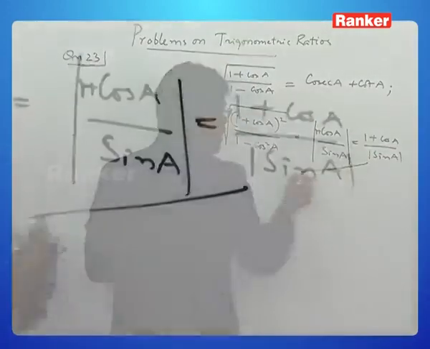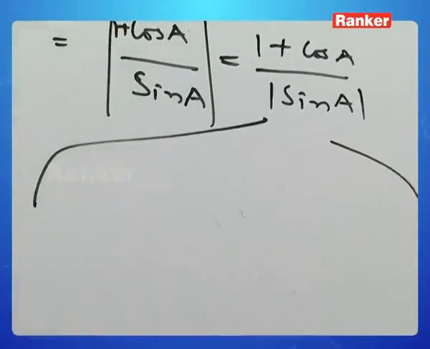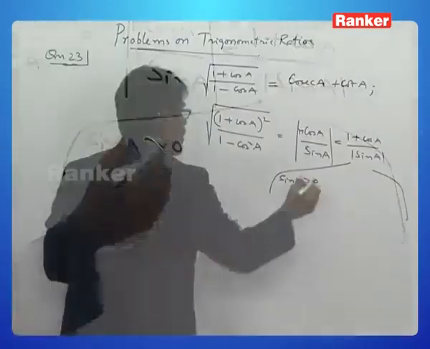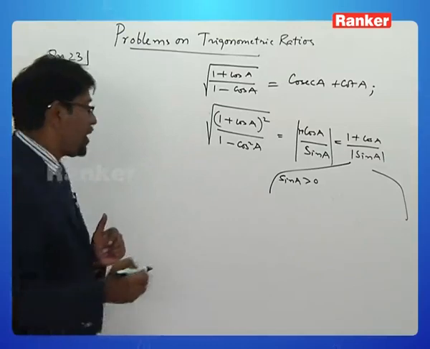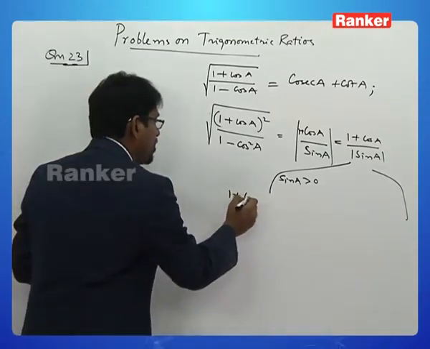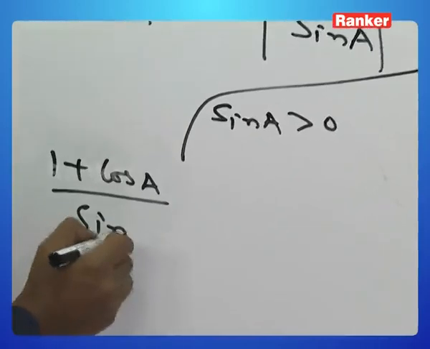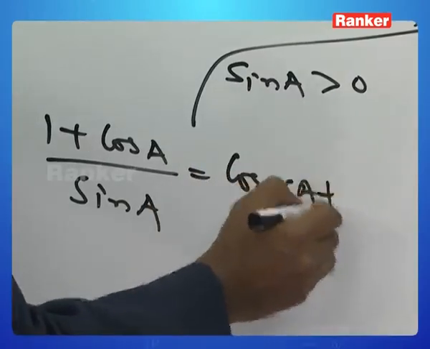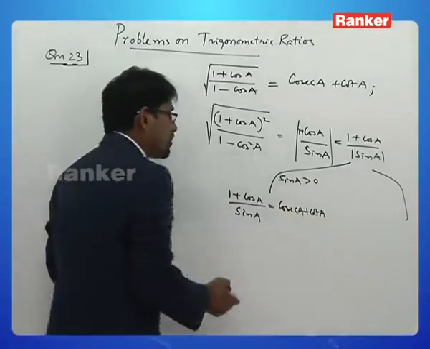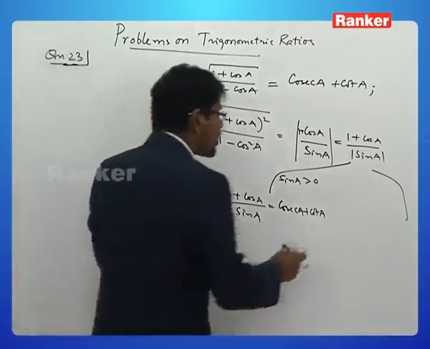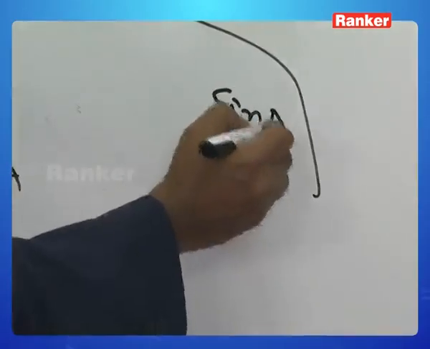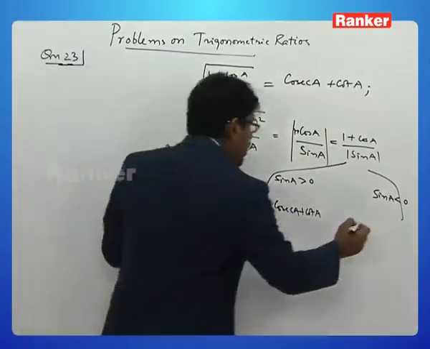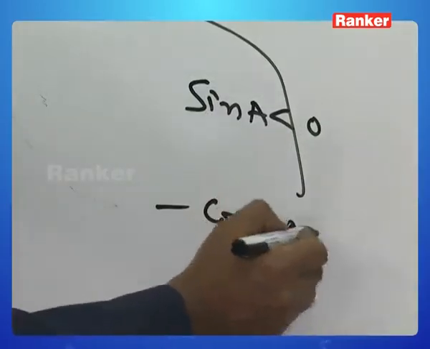Now the expression takes two forms depending upon whether sin A is positive or negative. So if sin A is positive, mod sin A can be simply replaced by sin A, and therefore you will get 1 plus cos A by sin A, which gives me cosecant A plus cot A. And if it is not positive, that is sin A is negative, in that case mod sin A will be replaced by minus sin A, and you will then get minus of cosecant A plus cot A.